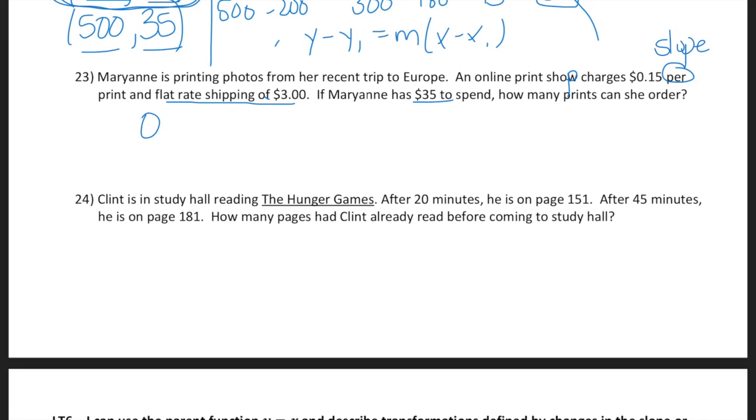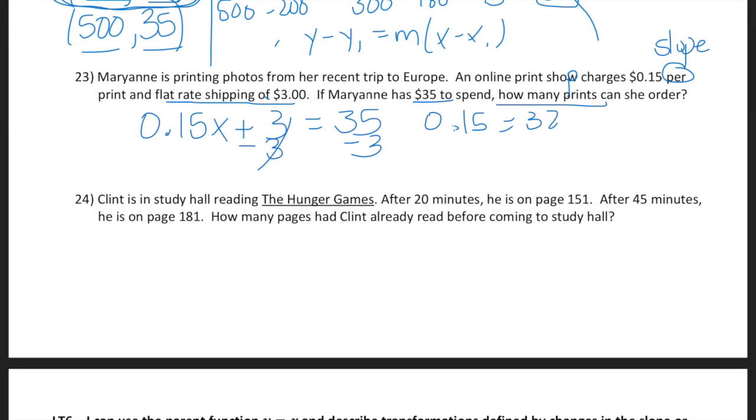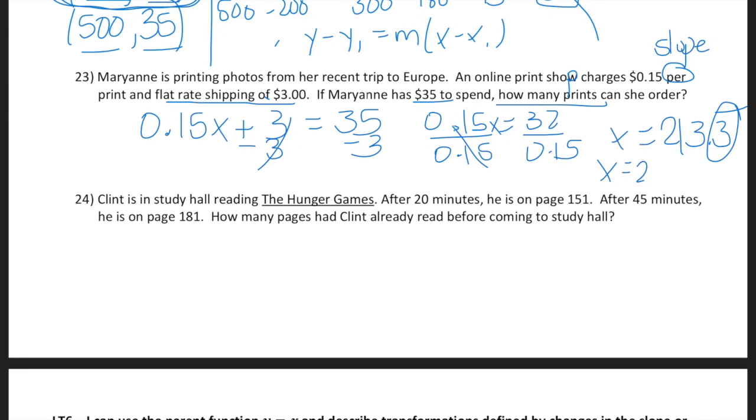So 15 cents per print, because I don't know how many prints, that's my X, plus the flat rate of $3 is the $35 that she can spend. So this is very easy to solve. Subtract 3 on both sides. 0.15x equals 32. Divide by 0.15. Whoops, that's supposed to be an X there. And let's see, 32 divided by 0.15 gives you 213.3 repeating. Well, you can't buy a third of a photo, so she can order 213 prints.